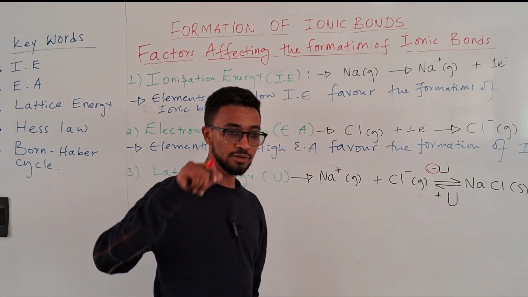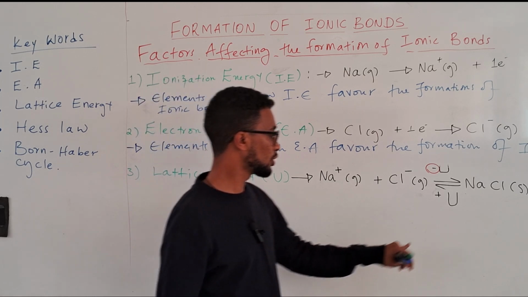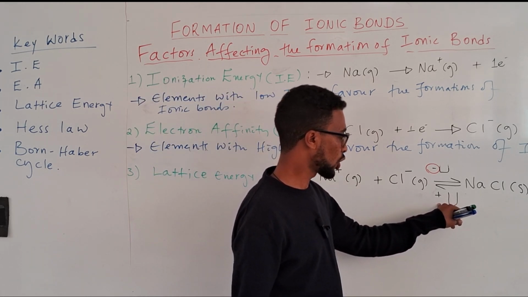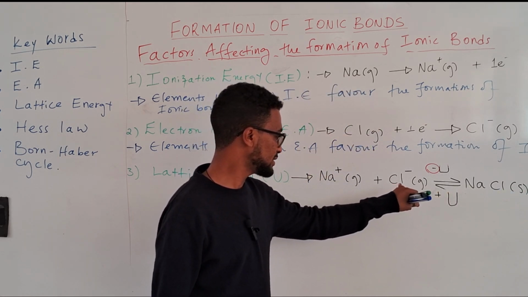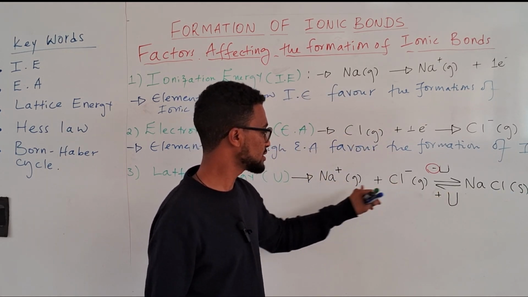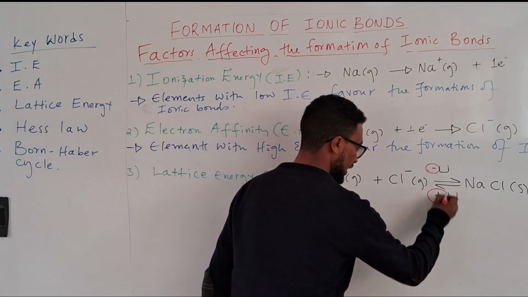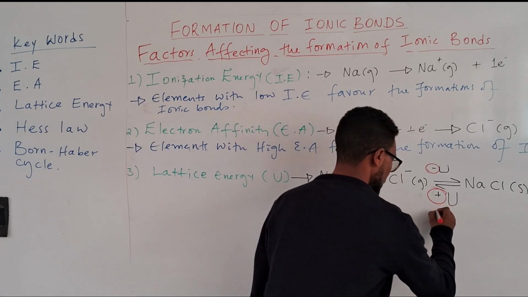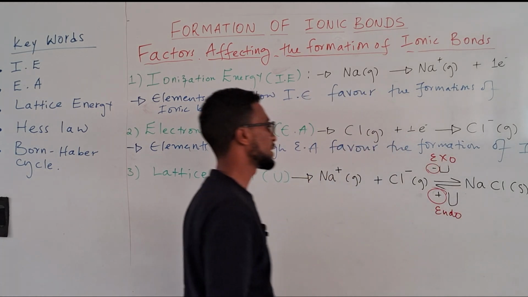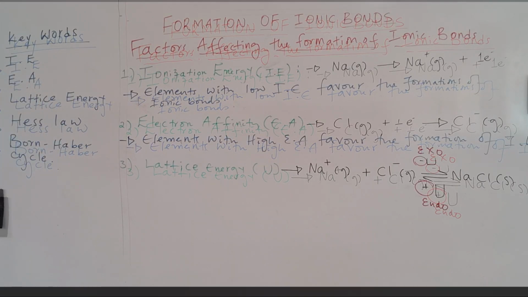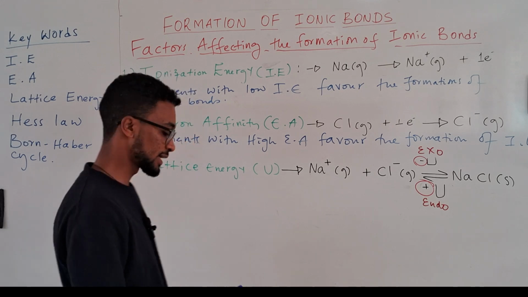This can also be defined the other way around. Lattice energy is also the energy absorbed when 1 mole of ionic solid is dissociated into its respective ions in their gaseous states. This is positive because energy is absorbed in this process. This is an endothermic process, and the previous one is an exothermic process. Now let's talk about what factors affect the magnitude of lattice energy.